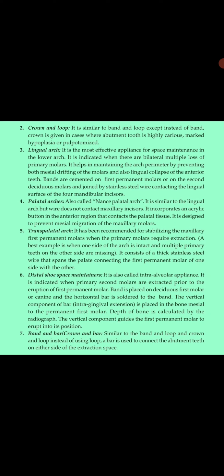It is similar to the bend and loop, except instead of bend, crown is given in cases when the abutment tooth is highly carious, has marked hypoplasia, or is pulpotomized.